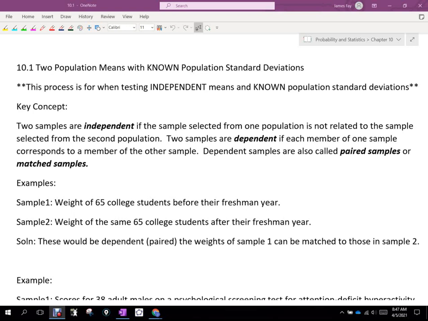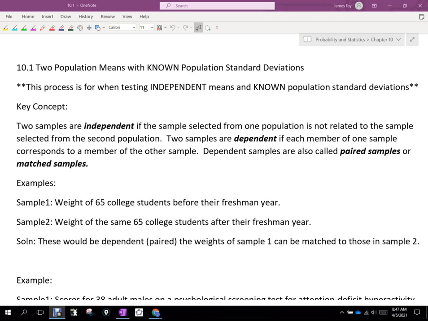It says this process is for testing independent means with a known population standard deviation. So we're going to know sigma. If you remember from anything that we've done so far, if we know sigma, then this is going to utilize the Z distribution.